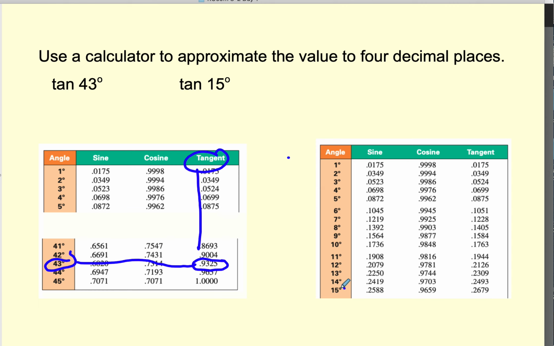15 degrees, here's 15, here's the tangent, and when they both meet, this is the answer, and this is the answer the calculator will give us.